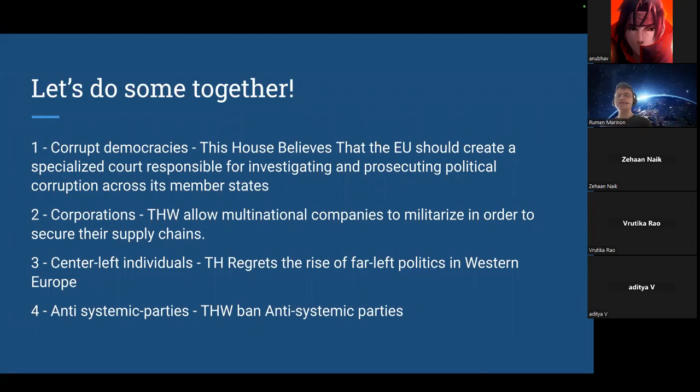The motion is: This House believes that the EU should create a specialized court responsible for investigating and prosecuting political corruption across its member states. So who would like to characterize for the first part? What are inherent traits of corrupt democracies? And this can be a team effort. You don't have to be just one person.